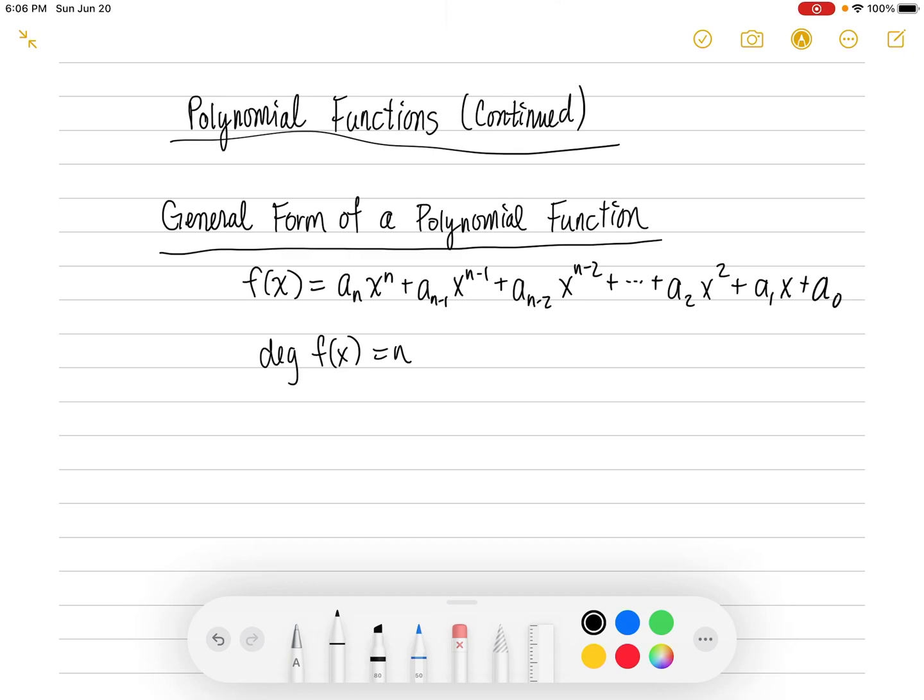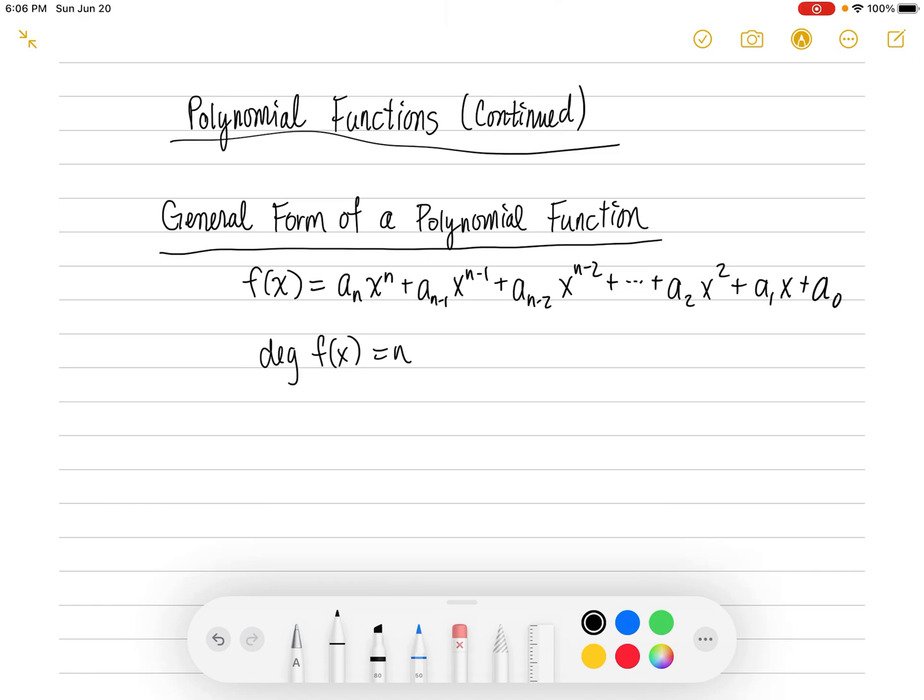So we've been talking about polynomial functions, and I believe we defined what a polynomial function is. We talked about the general form of a polynomial function. And I believe we also talked about the right-end behavior and the left-end behavior of a polynomial function's graph.